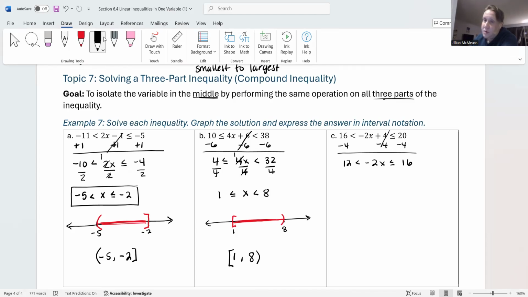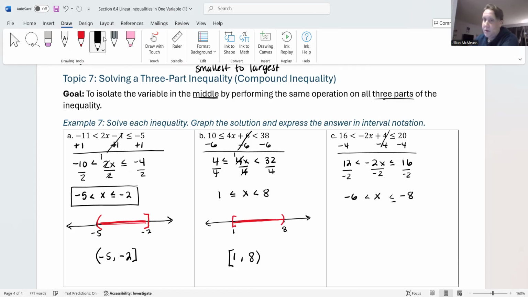Now be careful, this one's a little tricky. We need to undo the multiplication of -2 and x. So we do divide everything by -2. And let's just kind of see what happens when we divide by -2. We go from positive 12 to -6. We go from -2x to positive x, and we go from positive 16 to -8. Okay?